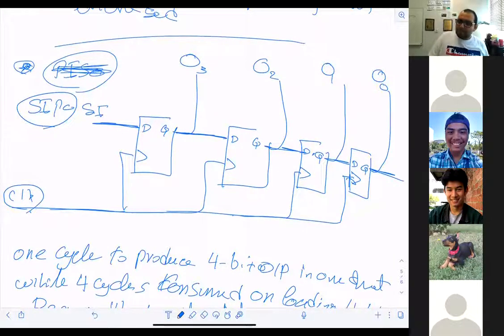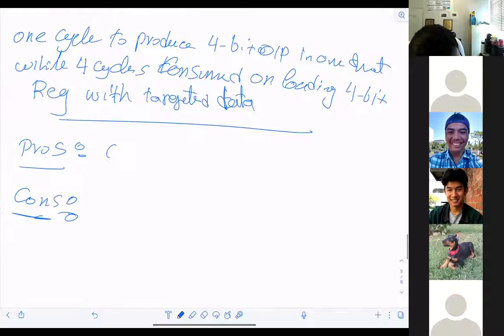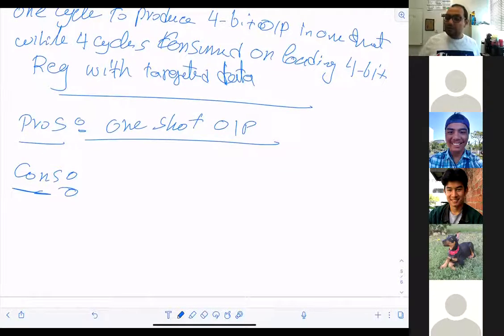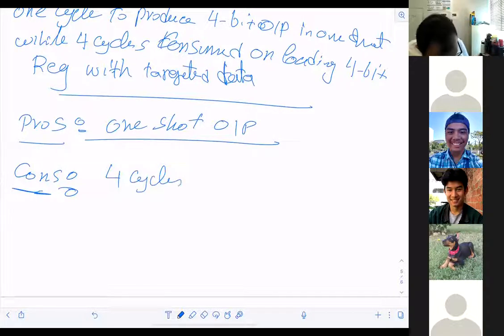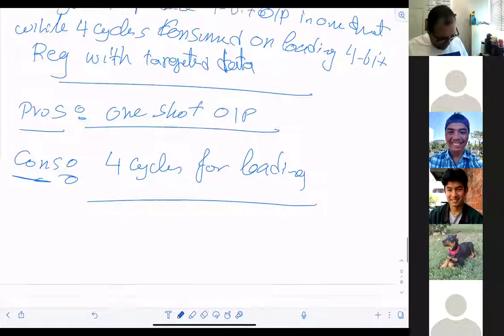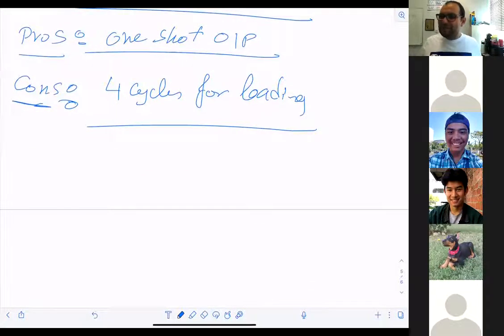One-shot output. One-shot output, yes. What is the cons? 4-cycle loading. Yeah, 4 cycles for loading. It is the loading process, you're right. What is the last configuration now? PIPO. Which is basically the one we're using for memory. I'm gonna show you now how to build the memory using PIPO.